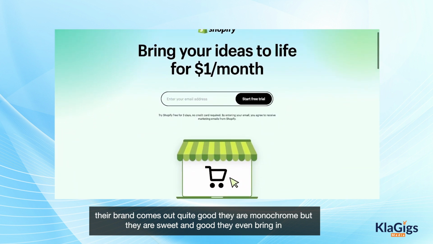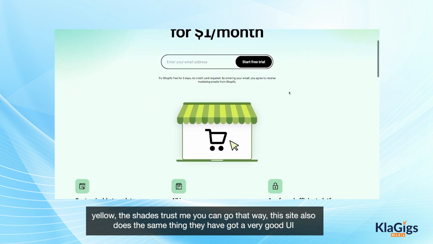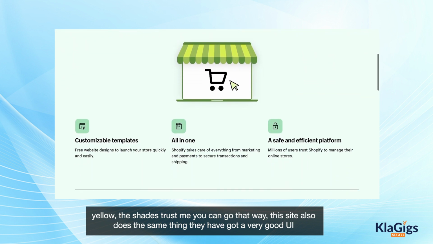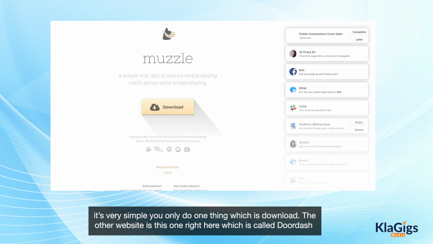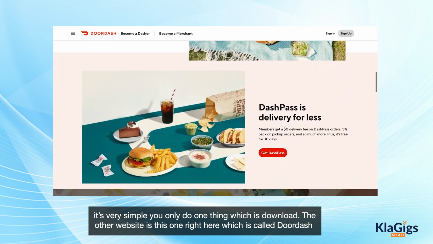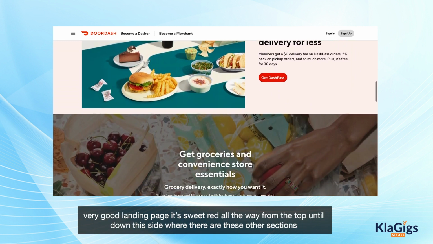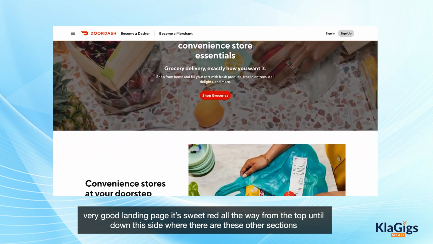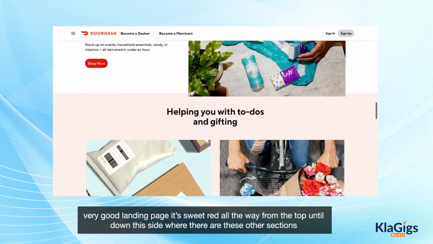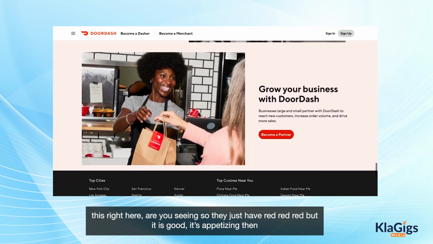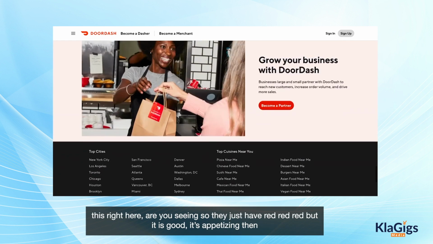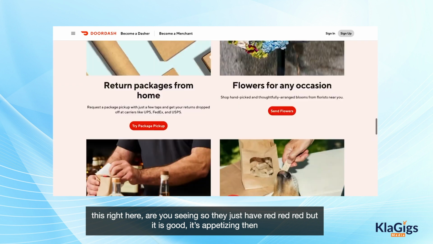They are monochrome, but they're sweet and good. They've been bringing yellow, the shades. Trust me, you can go that way. This site also does the same thing. They have a very good UI. It's very simple. You only do one thing, which is download. The other website is this one right here, which is called DoorDash. Very good landing page. It's sweet, red all the way from top until down this side where there are these other sections. So they just have red, but it's good.